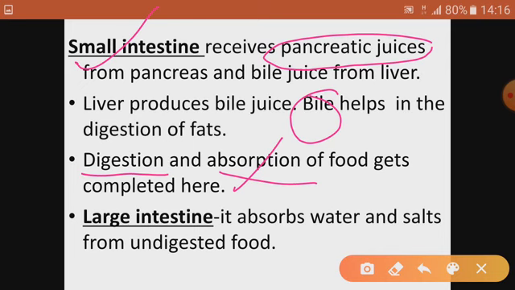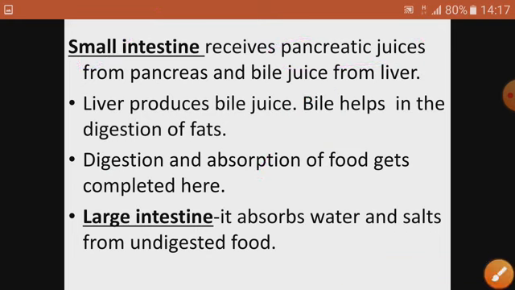In the large intestine, the role is to absorb the extra water and salts from the undigested food. But if I ask you what is the place of complete digestion and absorption of the food, the answer will be small intestine. So we say digestion and absorption of the food gets completed in the small intestine.